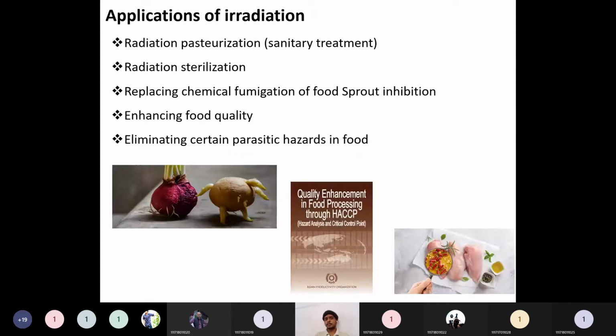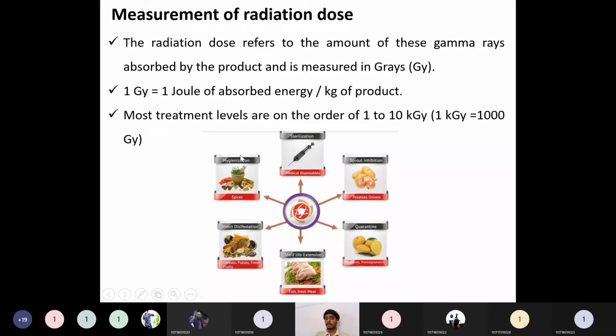Then in spices, the irradiation process also has the advantage of destroying chemical additives, whatever chemical additives are added by some retailer or some manufacturer. Those chemicals have adverse effects, and they can also be destroyed using the irradiation process, which is known as hygienization.